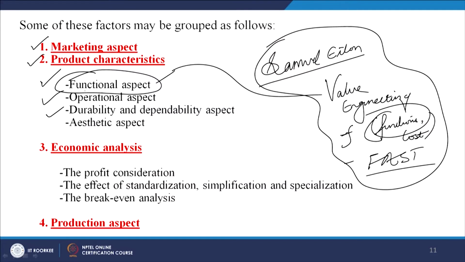Then the durability and dependability aspects, we have to see how durable our product will be. The aesthetics aspects, that is how good looking our product is. Sometimes the packaging also makes a difference. These days, if we take an example, there may be 5 different cars of 5 different companies having similar types of technical specifications. So the customer's choice may be because of the looks, because of the color choice available. So therefore the aesthetics of a product also are very important.